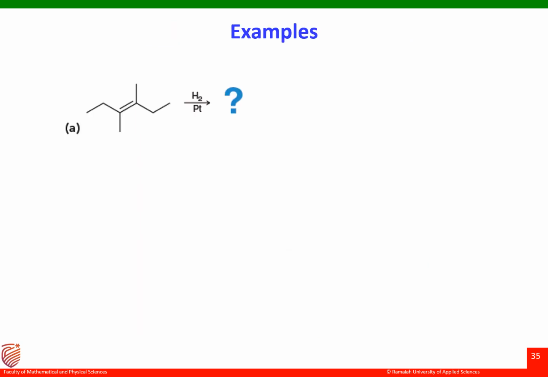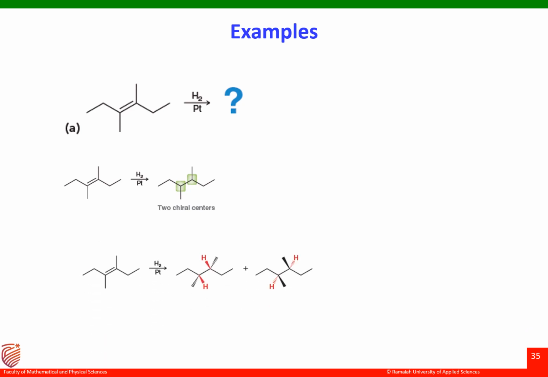Let us see one more example here. Any guess what the product would be? Yes. Hydrogen is going to be added across the double bond, each hydrogen across the third carbon and the fourth carbon respectively. So we get two new chiral centers. These are the two possible enantiomers. Only two possible enantiomers; the third and fourth enantiomers are not possible.